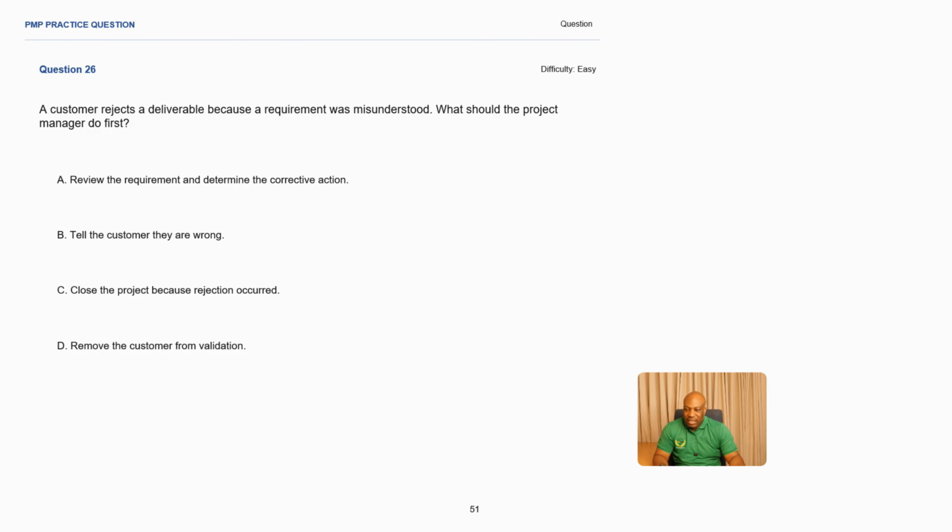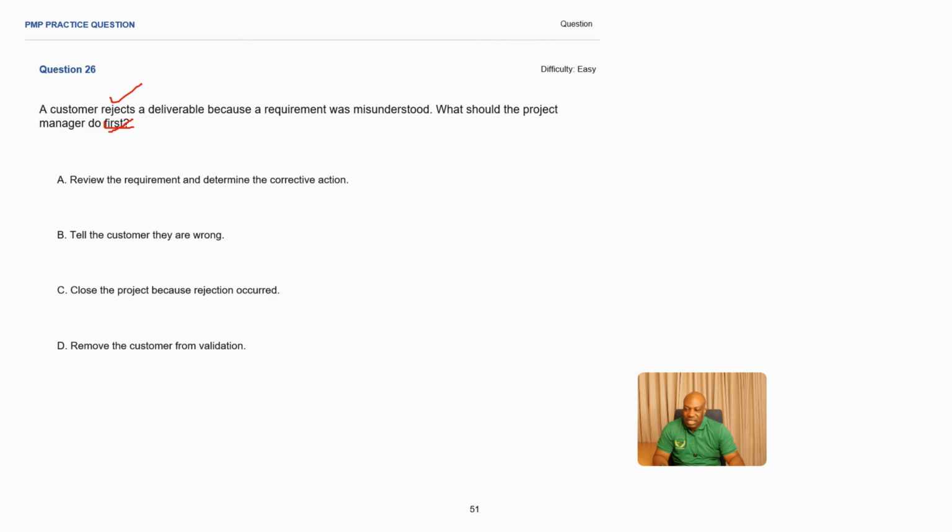Practice question number 26. Okay. A customer rejects a deliverable because a requirement was misunderstood. What should the project manager do first? Okay, so the main word here is first. All right. So, what is our problem statement?